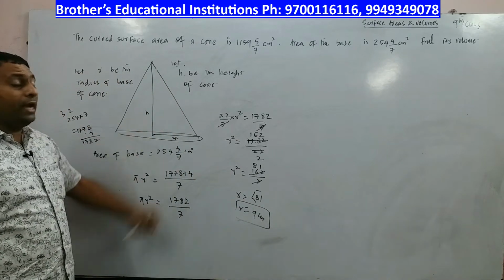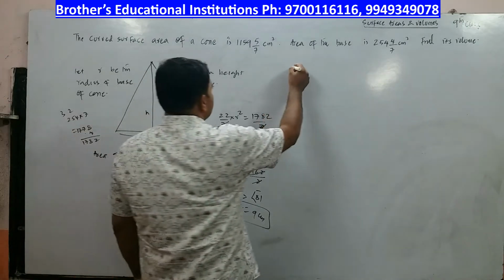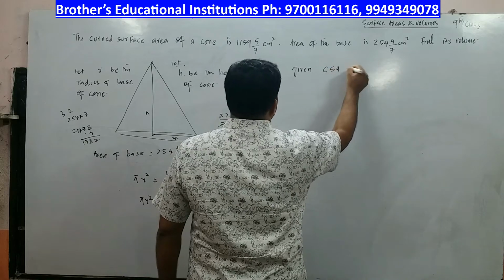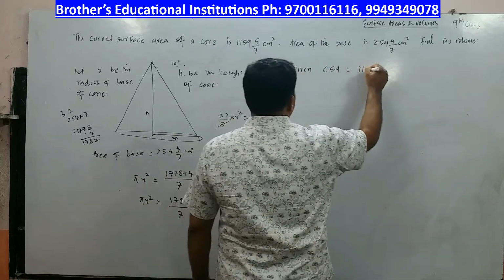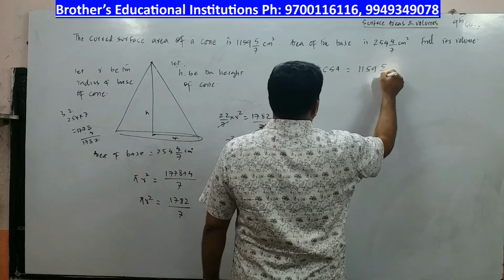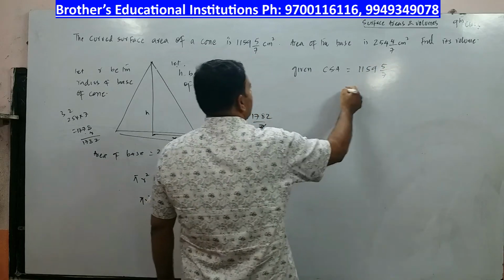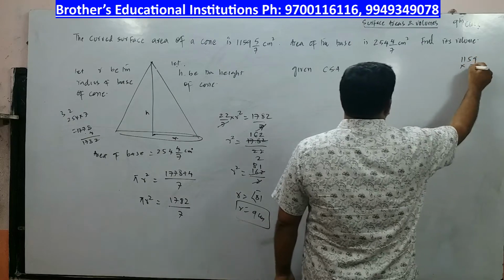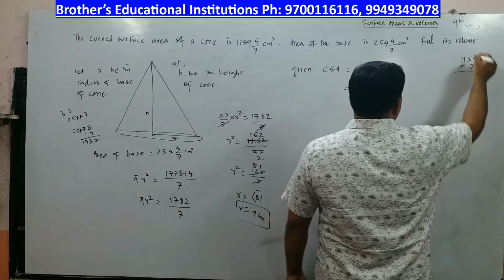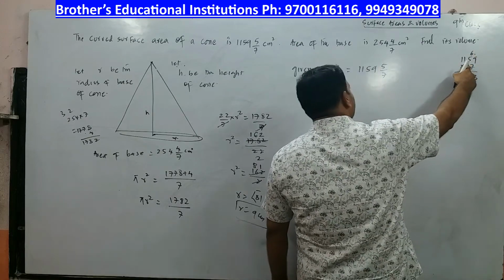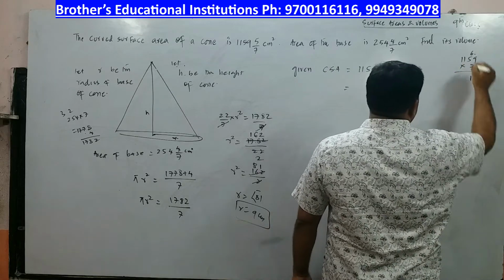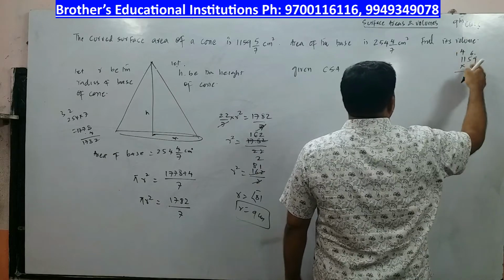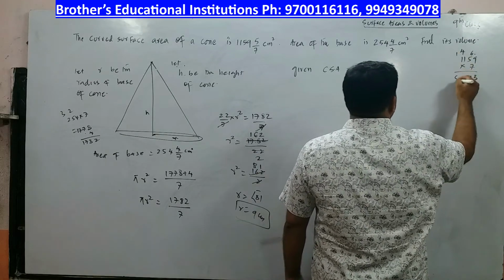Now we have to get the height of the cone. What is the next given to you? Given the curved surface area. The curved surface area is 1159 5 by 7. Now let us write this properly. 1159 into 7. Let me multiply. 7 9s are 63, 3, 6 carry, 7 5s are 35. 35 plus 6 is 41, 1, 4 carry, 7 1s are 7, 7 plus 4 is 11, 1 carry, 7 1s are 7, plus 1 is 8.